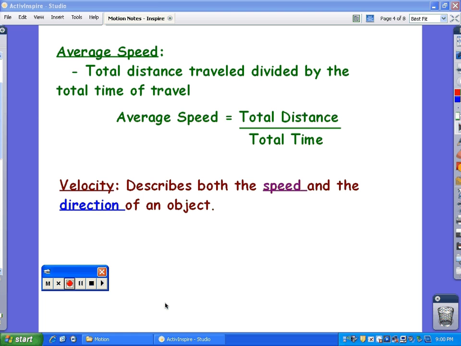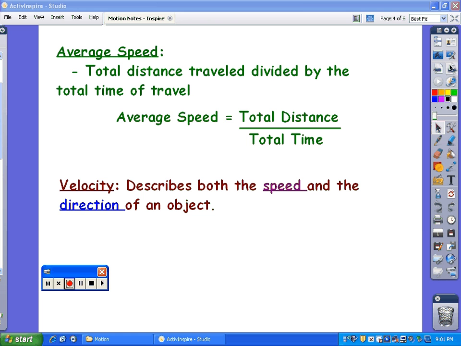Now, velocity, on the other hand, describes both speed and direction of an object. So it includes that vector quantity that I was talking about a minute ago. It's really what a vector quantity is, a velocity. How fast are you going, and in what direction? It's not "run 10 miles in any direction." You need to run 10 miles east or 10 miles west. That's the difference with velocity.